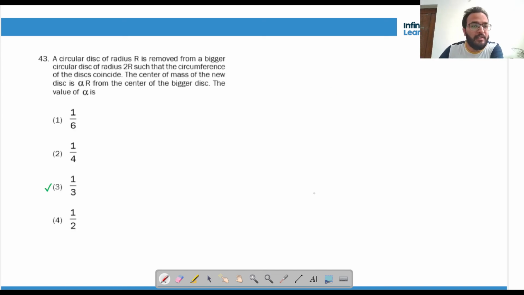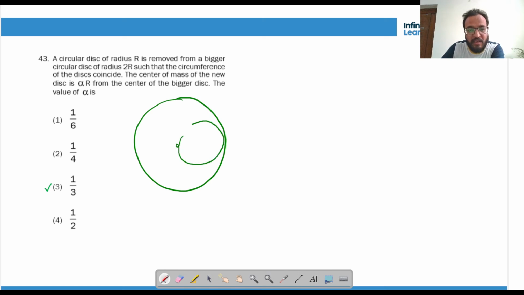Now 43. A circular disc of radius r is removed from the bigger circular disc of radius 2r. If you remember the result, in the case of a disc, generally whatever is the radius removed, the center of mass shifts by a distance r by 6. In this case it is not r, it is 2r. So the answer is r by 3.